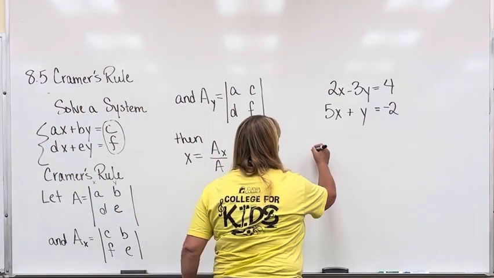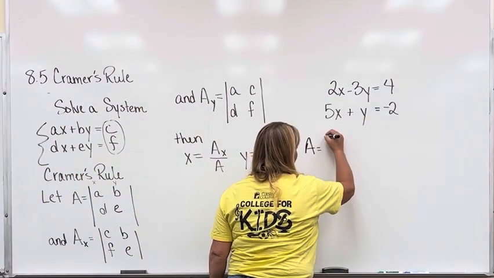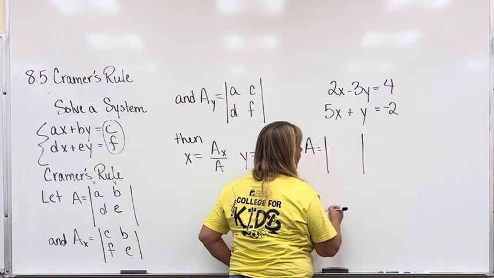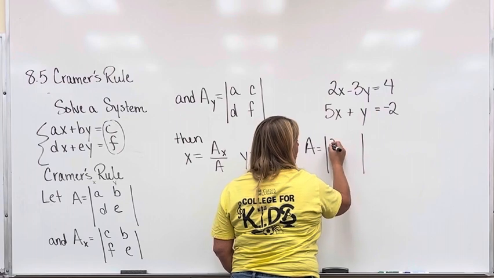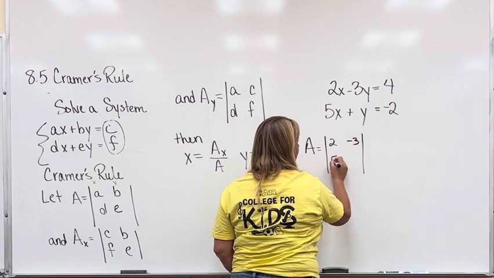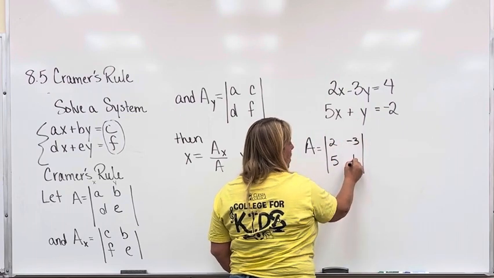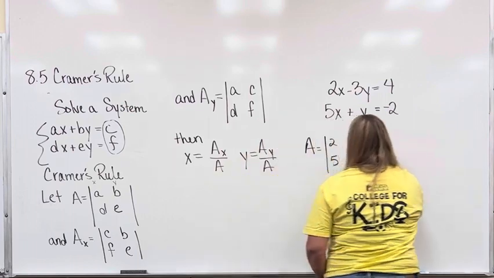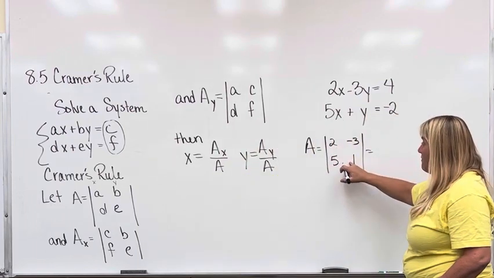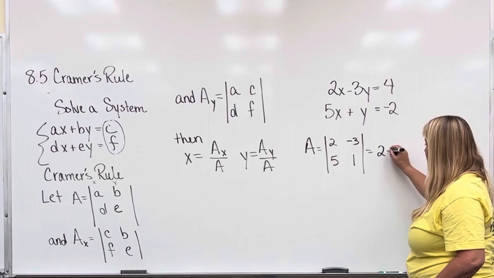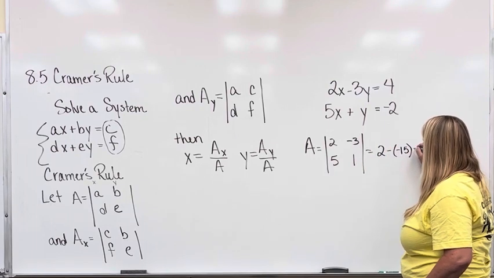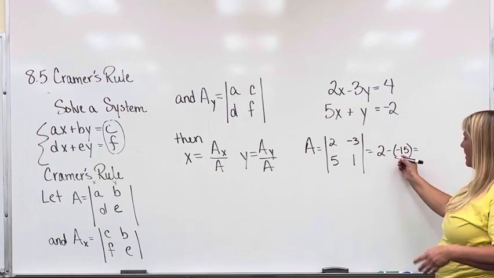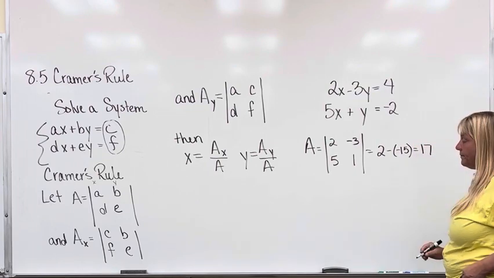Okay, so let's go for A. And for this one, you really shouldn't need your calculator at all. So A is going to take just the numbers here. So the 2, the negative 3, the 5, and don't forget that's a 1. Now, we're looking at determinants, so we're going to go main diagonal, which is 2, minus opposite diagonal, which is negative 15. So 2 plus 15 gives us 17.